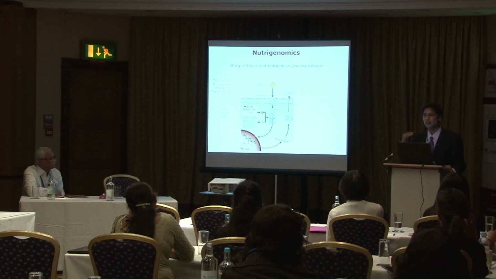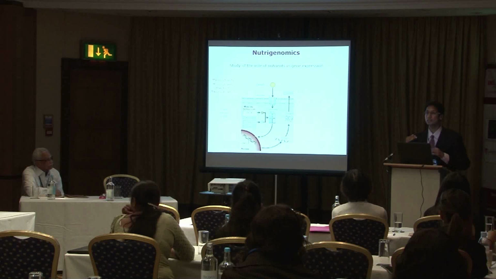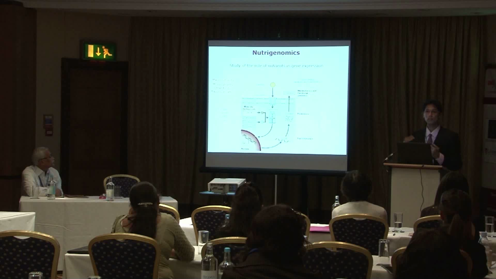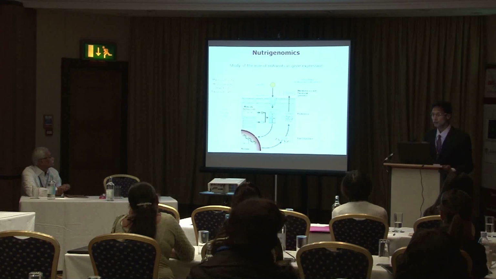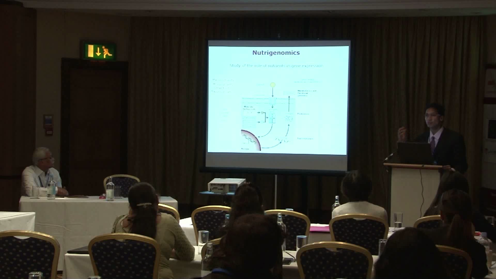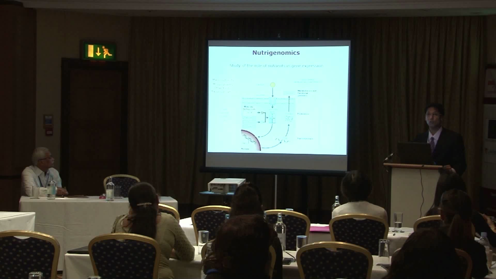So when you look at the levels of mRNA, whether that is being modified in response to a particular nutrient, then you call it transcriptomics. And if you look at the levels of proteins, how that is being modified in response to a particular nutrient, then it would be proteomics. Then you have functional genomics and metabolomics when you look at metabolites. So all these omics approaches fall under systems biology.